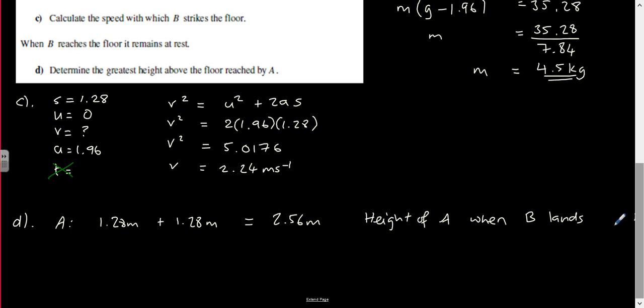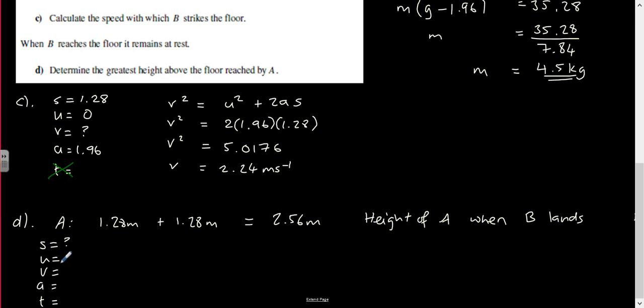When B lands. All right? But as I said, A continues to move just for a short period of time. And in order to find out how far it moves, we're going to need to use SUVAT again. So we'll list our 5 SUVATs, and we'll work out what it is we're trying to find. So we're trying to find how far A keeps moving after B hits the ground. How high up does it go? So we're trying to work that out.